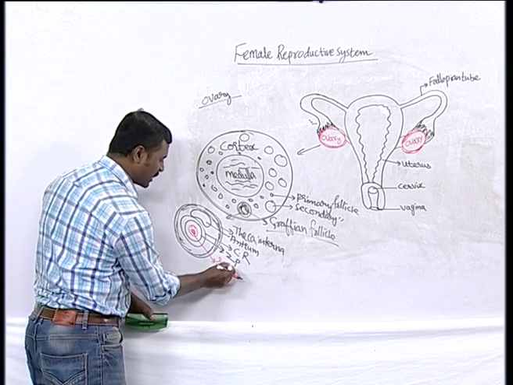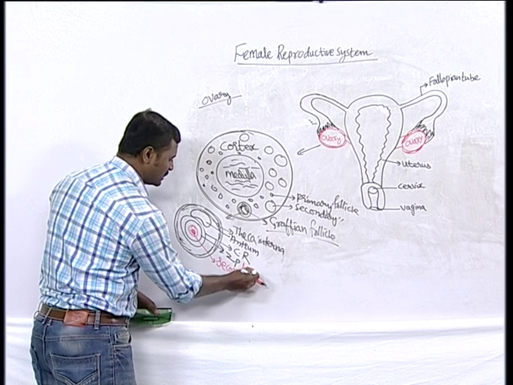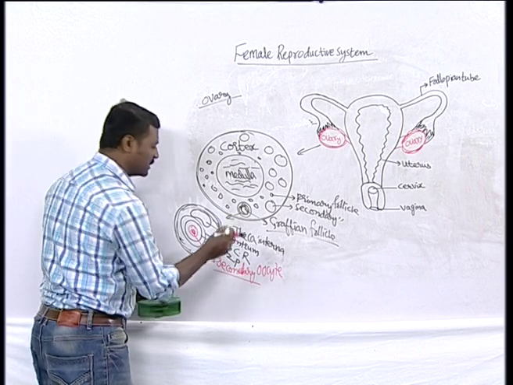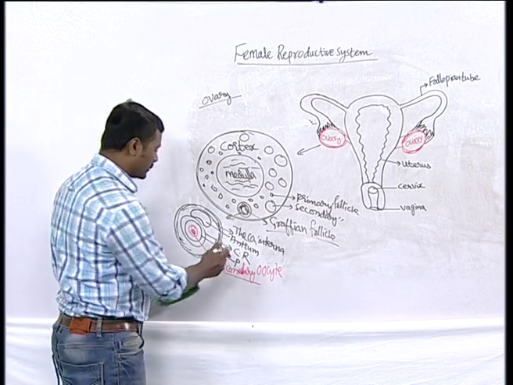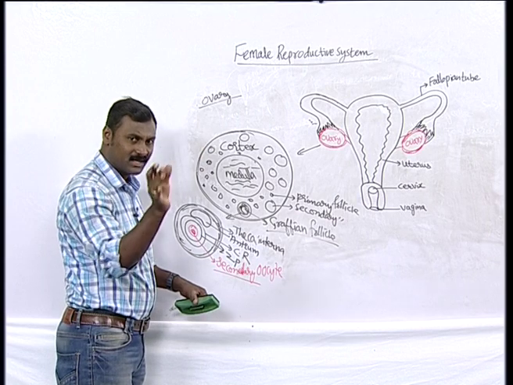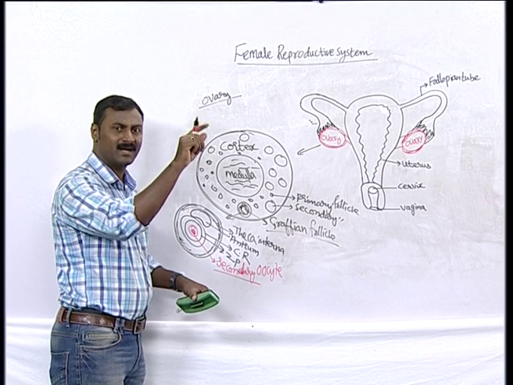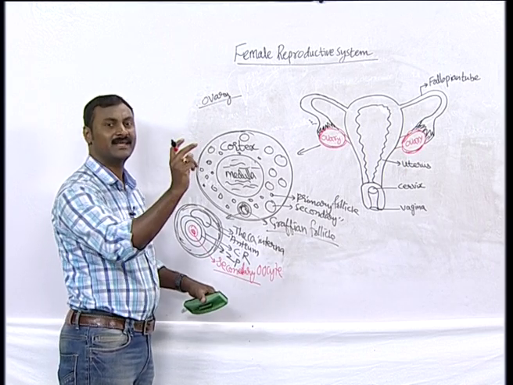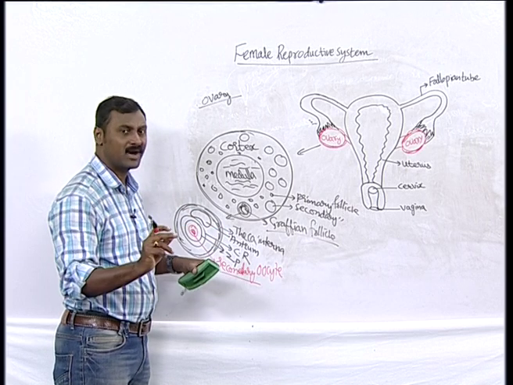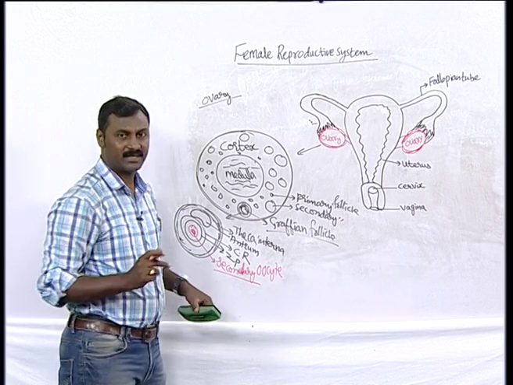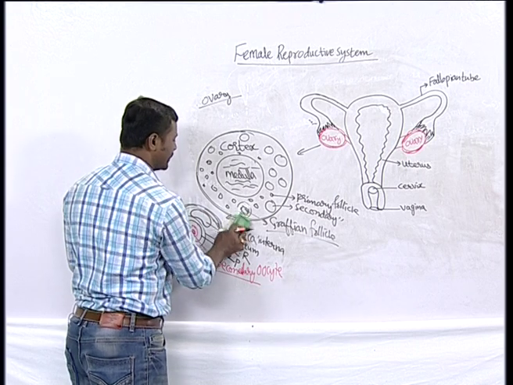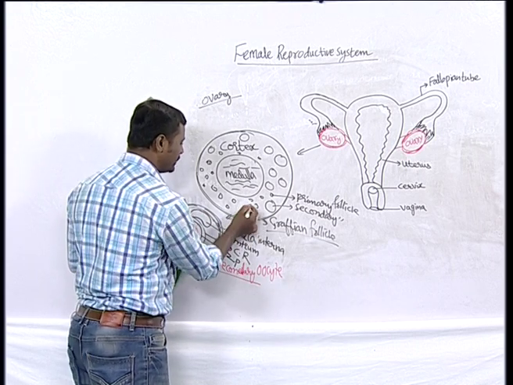So what is present in a Graafian follicle? In a Graafian follicle, secondary oocyte is present. So the order is: first theca externa, then theca interna, then antrum, then cumulus oophorus, then corona radiata, then zona pellucida, then secondary oocyte. These fully developed Graafian follicles we can see in the ovary at the time of ovulation. Once it is ovulated, this Graafian follicle becomes empty.